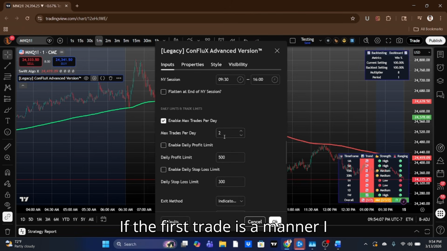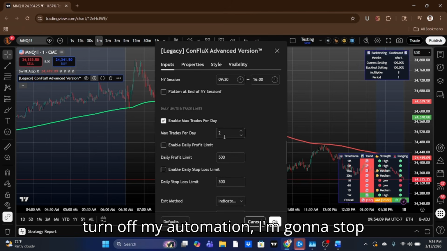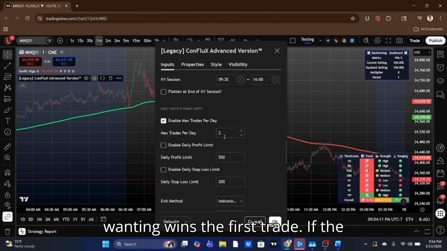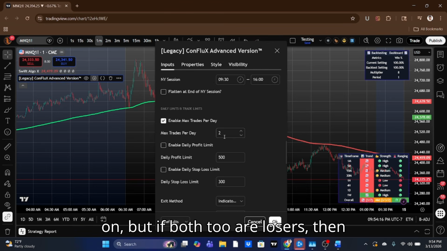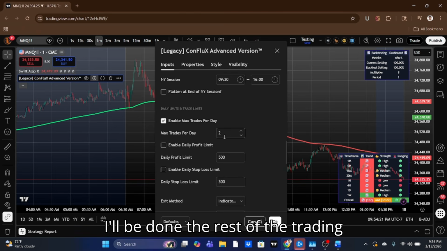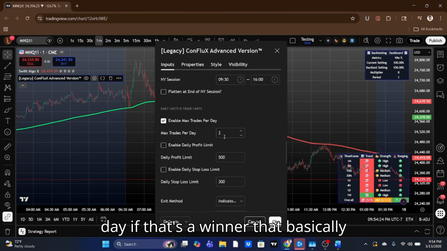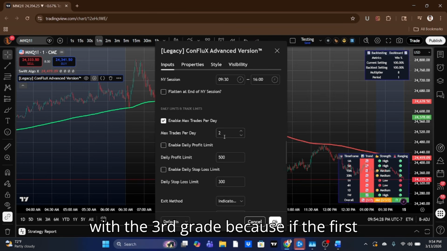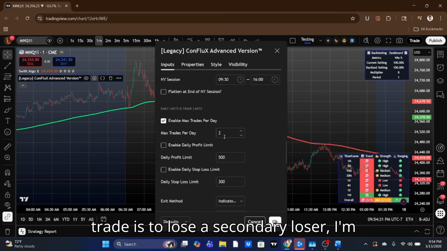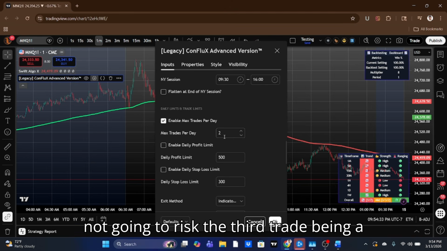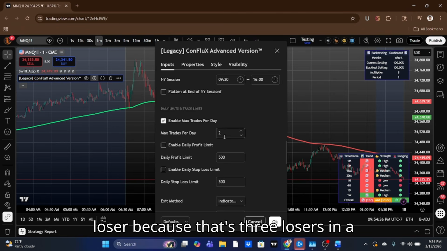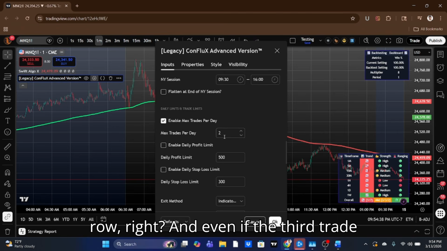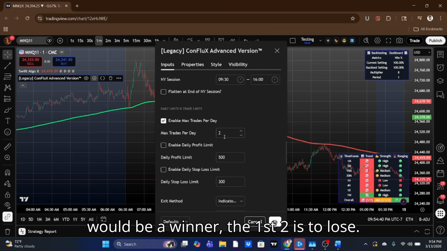If the first trade is a winner, I turn off my automation. I'm going to stop once it wins the first trade. If the first trade is a loser, I'll keep it on. But if both are losers, then I'll be done the rest of the trading day. If that's a winner, then I basically broke even. I'm not going to take a risk with the third trade, because if the first trade is a loser and the second trade is a loser, I'm not going to risk the third trade being a loser because that's 3 losers in a row, right? And even if the third trade would be a winner, the first 2 being losers, I'll still be red for the day.